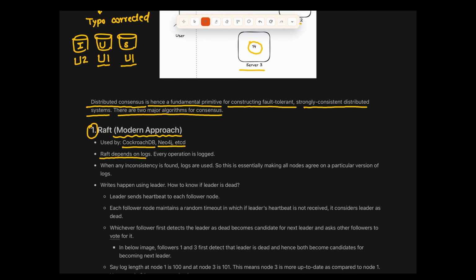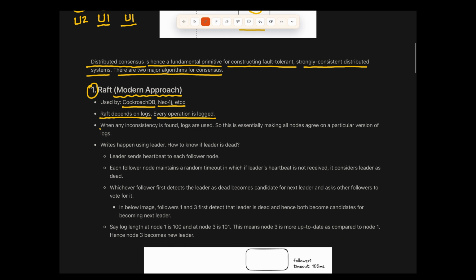Raft depends on logs. Every operation is logged. When any inconsistency is found, logs are used. So this is essentially making all nodes agree on a particular version of the logs. Since every operation is logged, this becomes the problem of essentially making all nodes agree on a particular version of the log. Writes happen using a leader. But how do we know if a leader is dead?